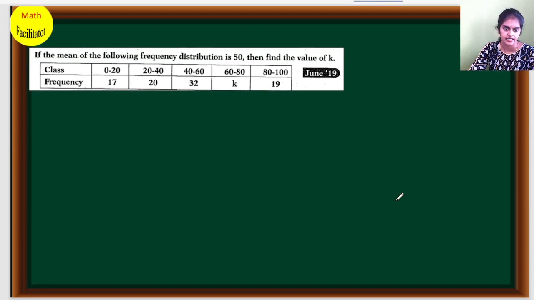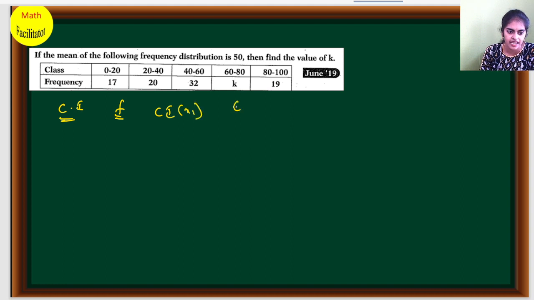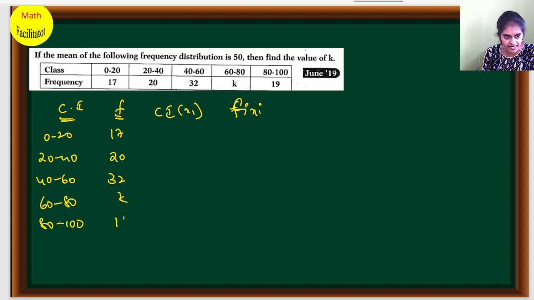Okay, now next question. If the mean of the following frequency is 50, mean is already given as 50, find the value of k. There is nothing else here, there is a class interval and a frequency. So find fi xi, the class mark comes directly. First find fi xi, okay, and then you will substitute in the formula. So 0 to 20, 20 to 40, 40 to 60, 60 to 80, 80 to 100. f is 17, 20, 32, k and 19. So sum of frequencies is 50, he gave it in the question, see.